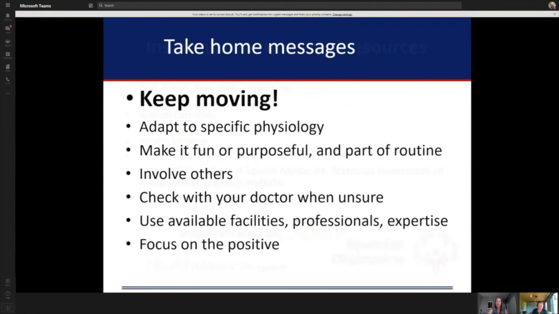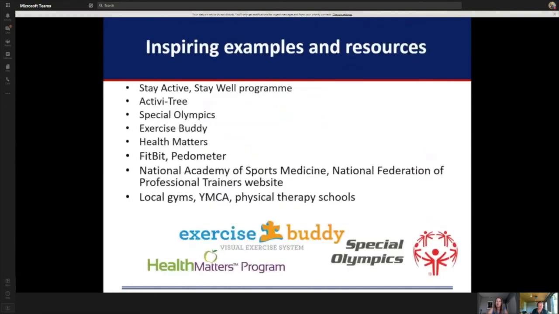And these are some, I think, inspiring examples and resources, the Stay Active, Stay Well program that you're working with. I really like the activity that is part of that program. So do ask Ingrid for information on that, but other options are provided here as well.